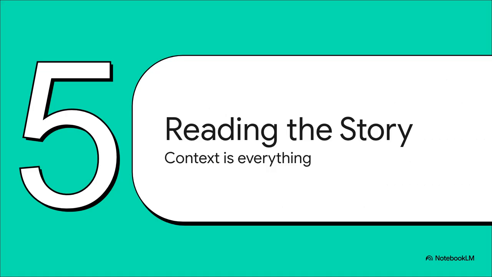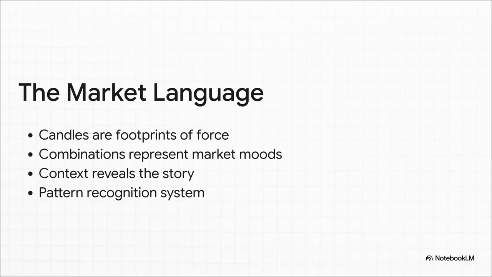Finally, part 5, reading the market's story. Let's put all these letters and words together. We've got the vocabulary down, but to actually understand the market, you have to read the overarching sentences. And that means understanding that context is everything. Because here is the ultimate truth of technical analysis. These individual shapes, the hammers, the engulfing bars, they literally only have meaning in context.